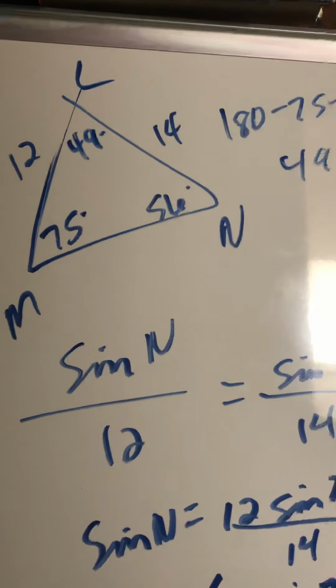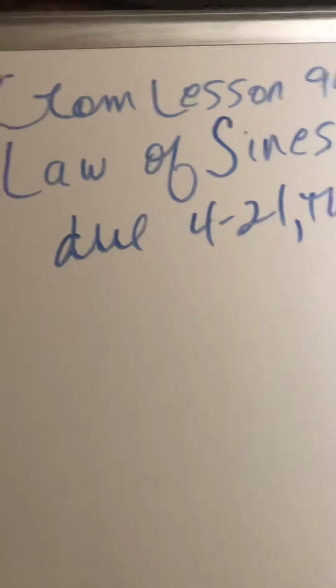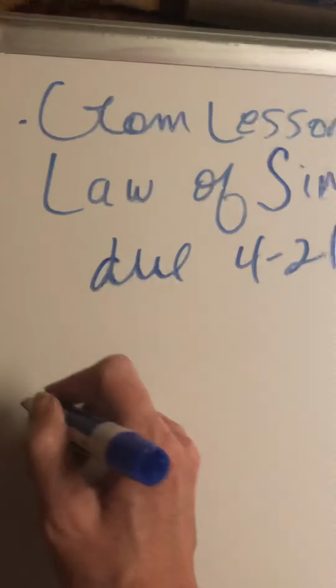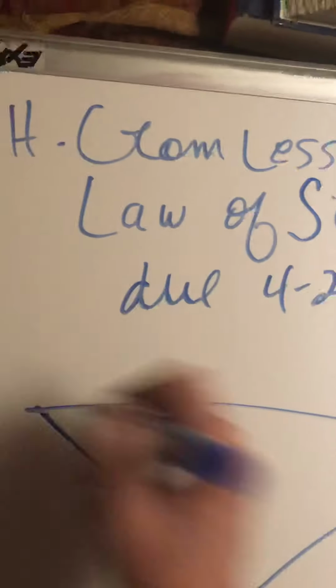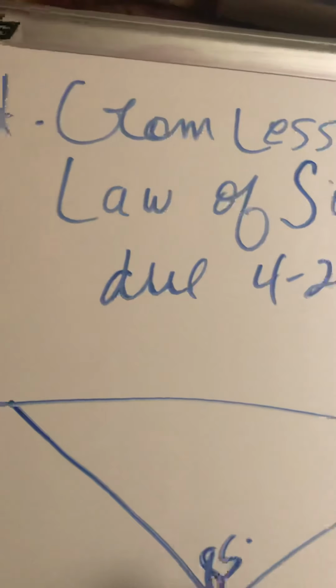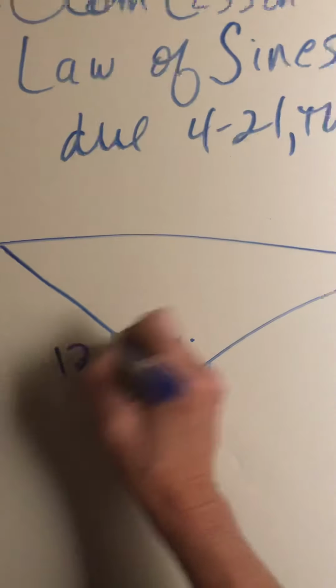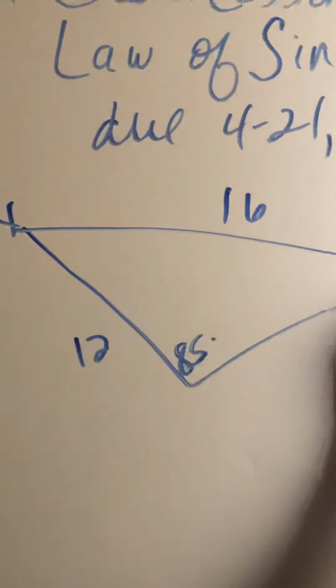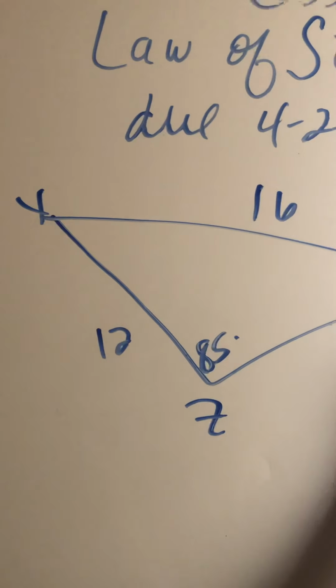But that's the way you solve for an angle. Let's do another one where you're solving for the angle. So you get that inverse sine thing. Okay, so let's see. This one looks like this. This is 85. This is 12. This is 16. X, Y, Z.